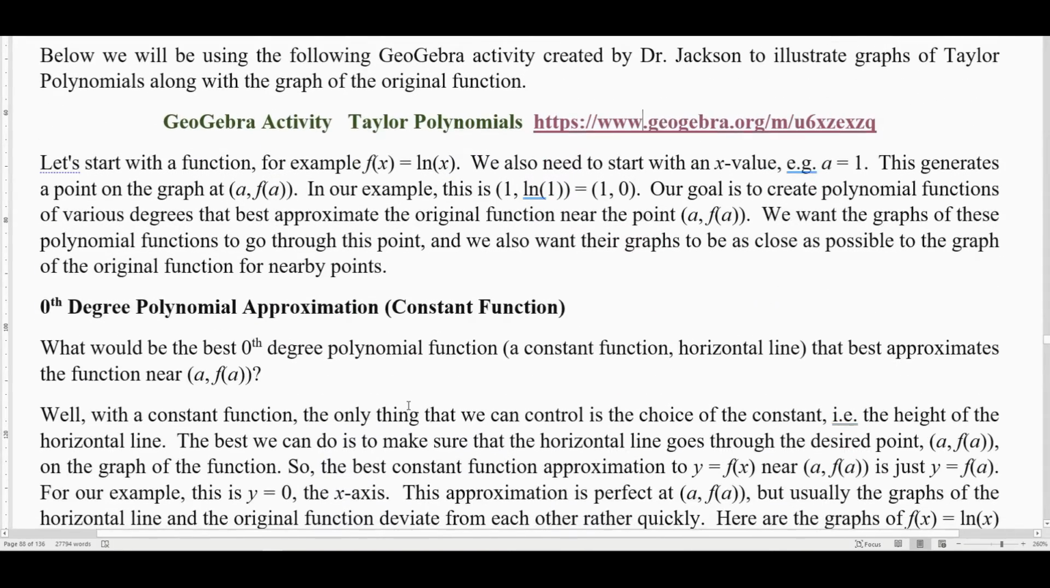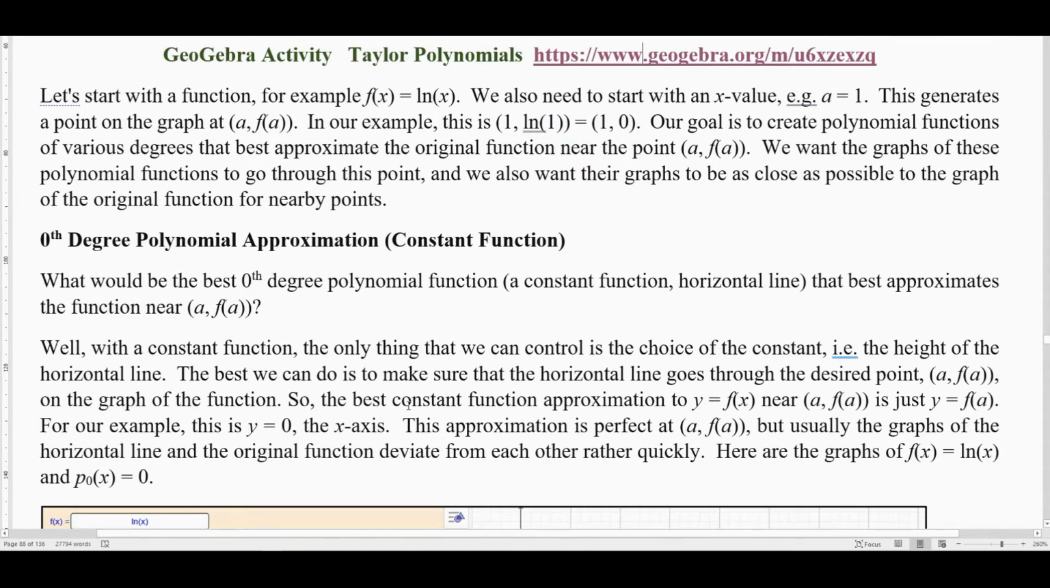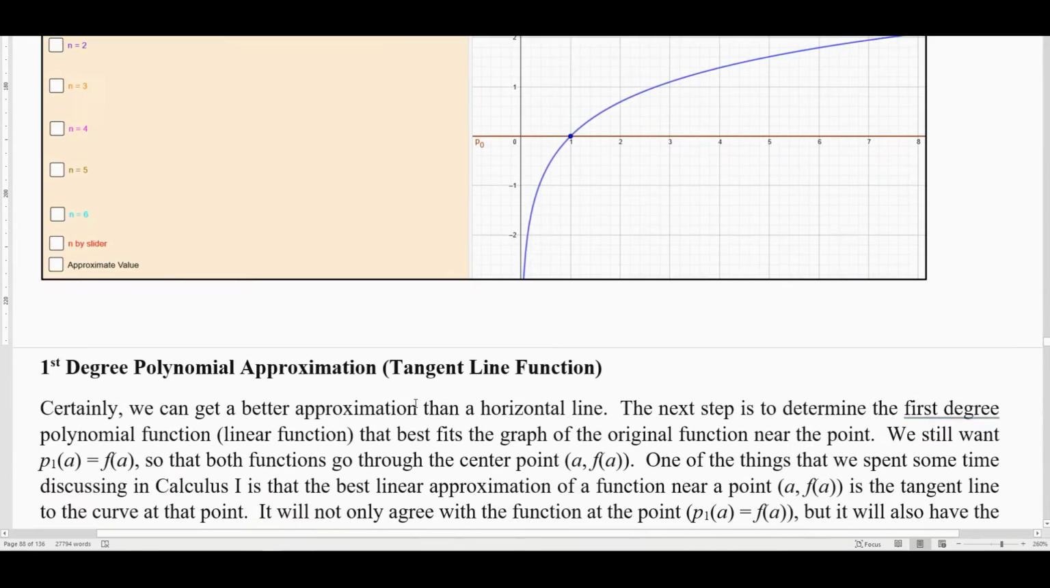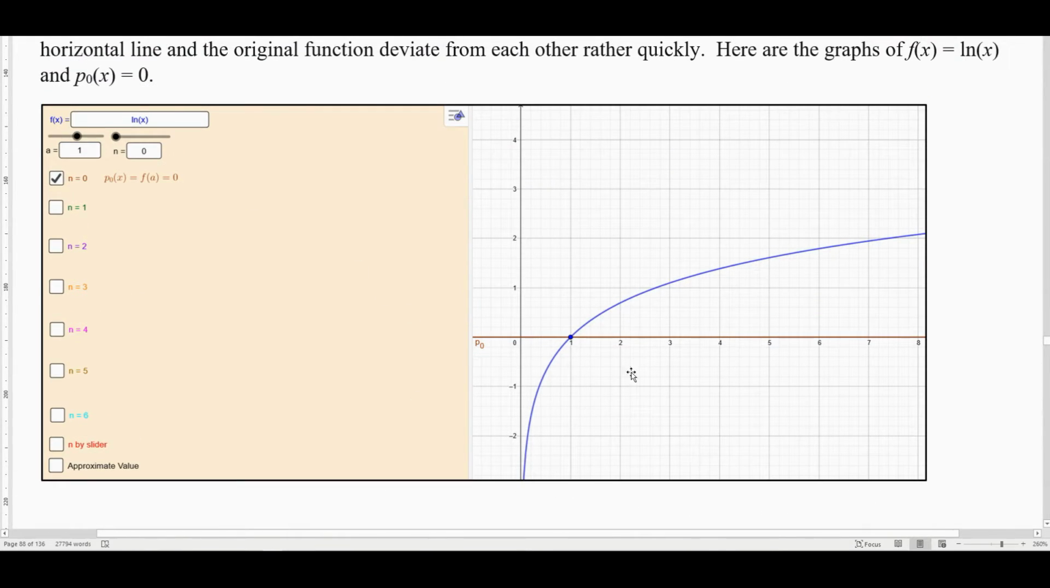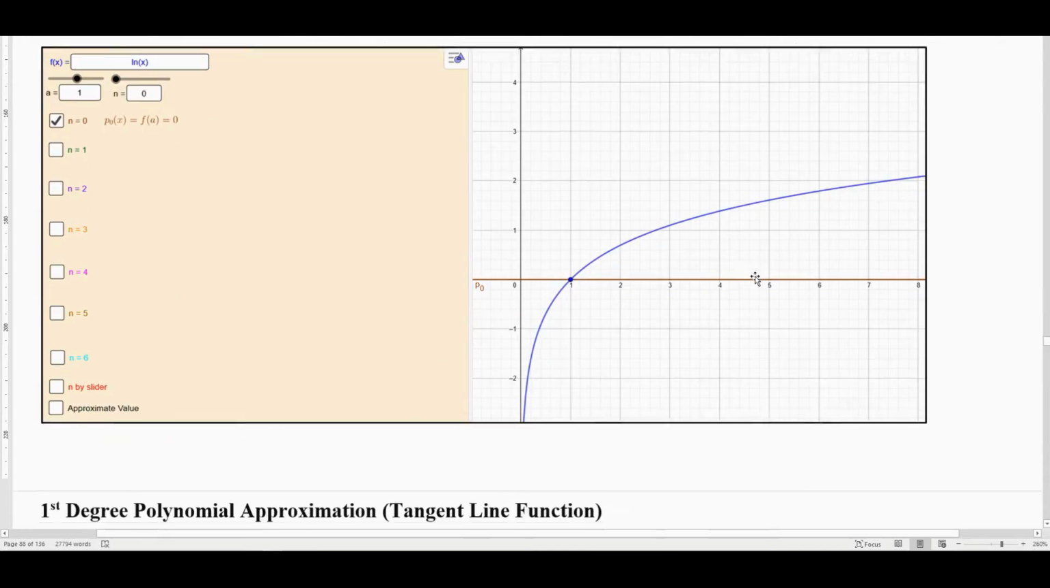Okay, so let's start with the function. Say f of x is ln of x. That's the one we actually just saw graphed. And we need an x value to start at, a center point. I'm going to call that center point a. In this case, a is 1. And then the point a, f of a, is on our graph. So in this case, that's 1 comma ln of 1, or 1, 0, is our point on the graph. And that's from the applet that you just saw. There's the point there, and there's the graph.